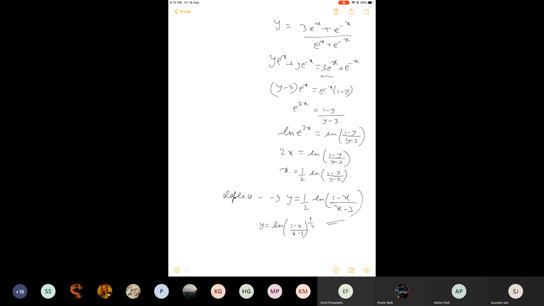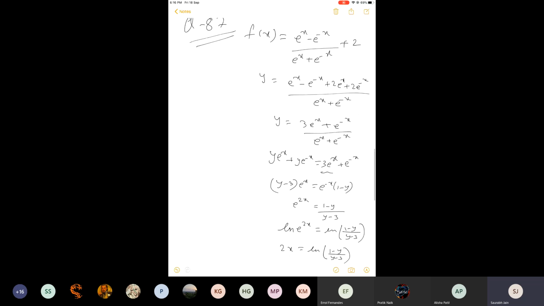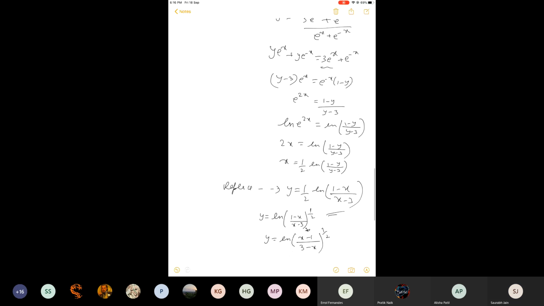Why? Because in option D, in the numerator we have x minus 1, in the denominator we have 3 minus x. So it is one and the same thing, right? So y equals log of ((x minus 1) upon (3 minus x)) to the power half. This will be the inverse of this function. So the basic step involved is expressing x in terms of y. Okay. Yes, any other question?